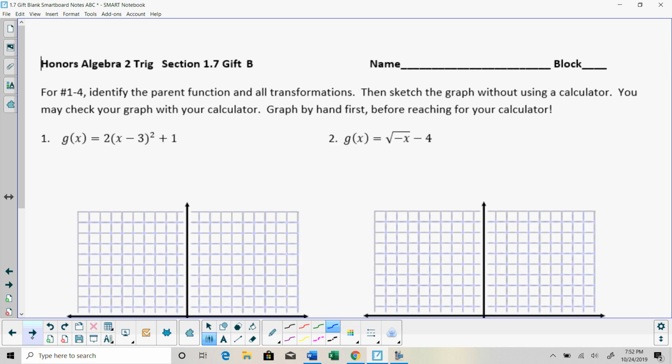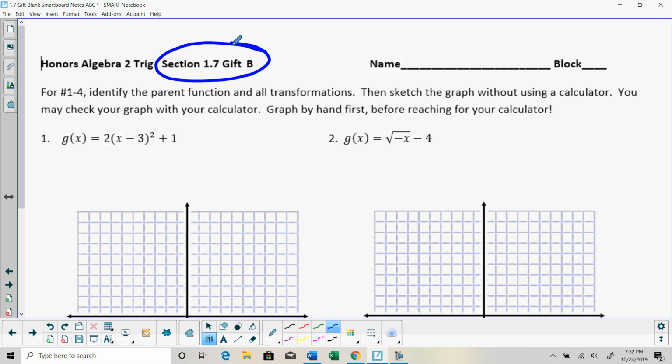homework from the book. Let's take a look at 1.7 gift B. In this case, it says identify the parent function and all transformations, then sketch the graph without using a calculator, and then you may check your graph with your calculator. Graph by hand first before reaching for your calculator.